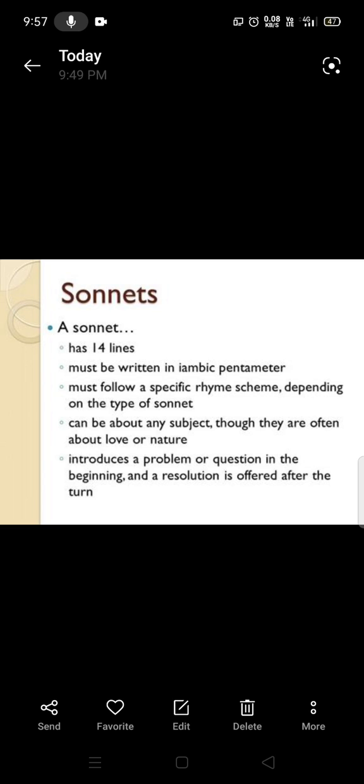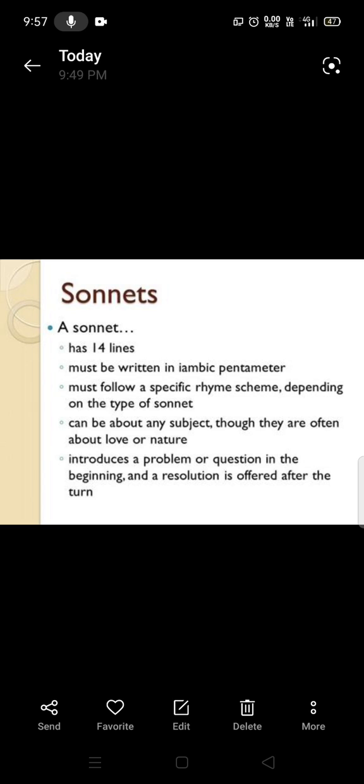One more thing to keep in mind is that both these models, the Shakespearean model and the Petrarchan model in English poetry, must always be in iambic pentameter. So these 14 iambic pentameter lines, arranged in a particular stanzaic pattern and following a specific rhyming pattern, make a sonnet.